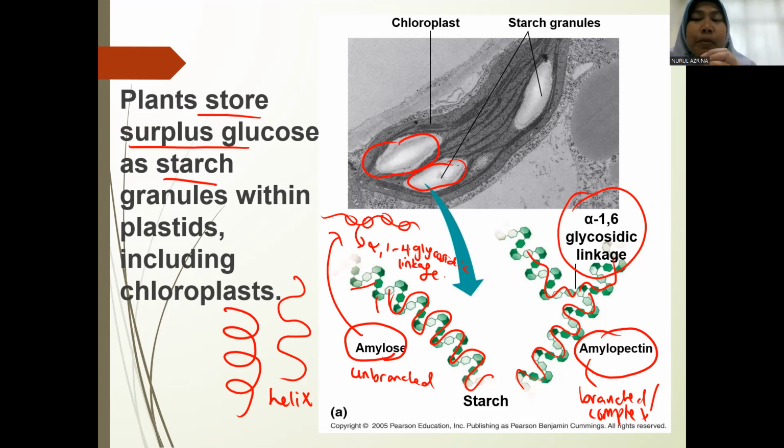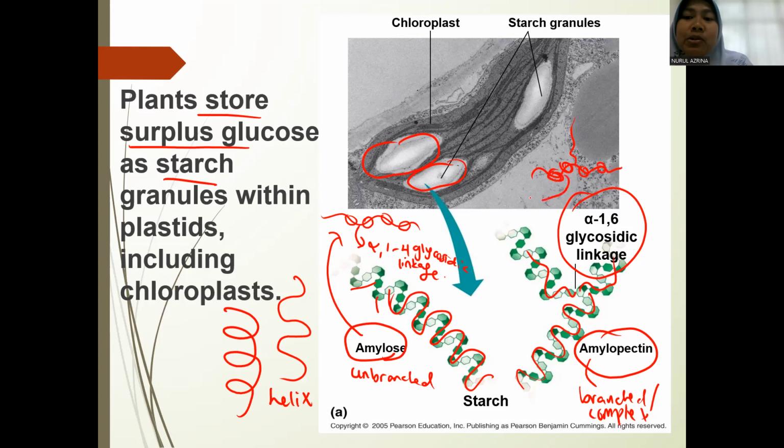While for amylopectin, since it is branching, dia linear, bercabang. So bila dia bercabang, dia membentuk ikatan yang baru. So meaning to say, amylopectin has two different types of bonds. Satu, tengok ni, dia linear, and then dia cabang. Right, so sini gula, sini monomer, sini monomer. So ni glucose, this one is glucose.